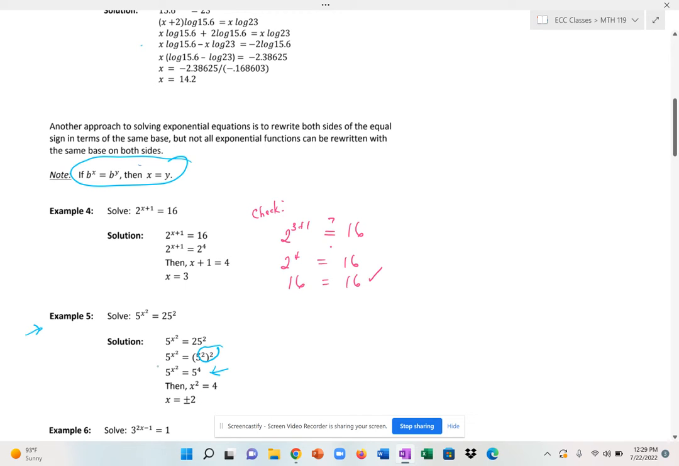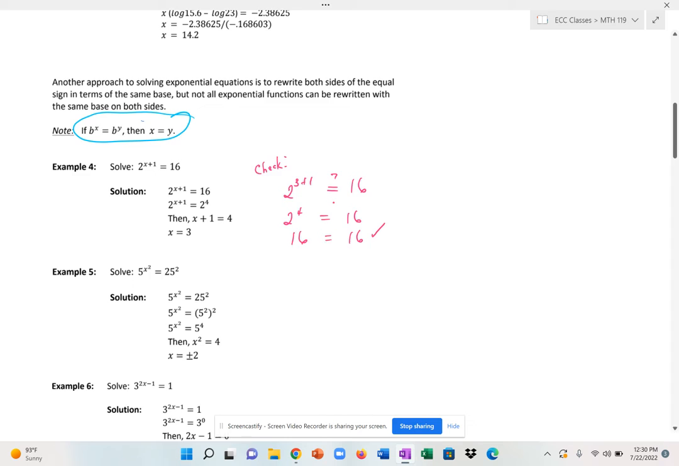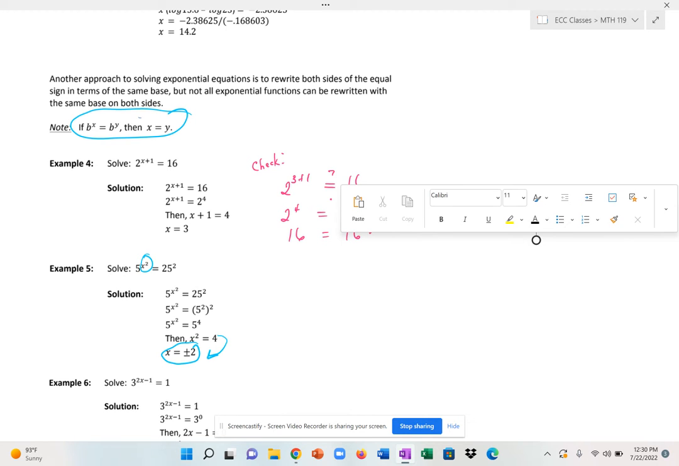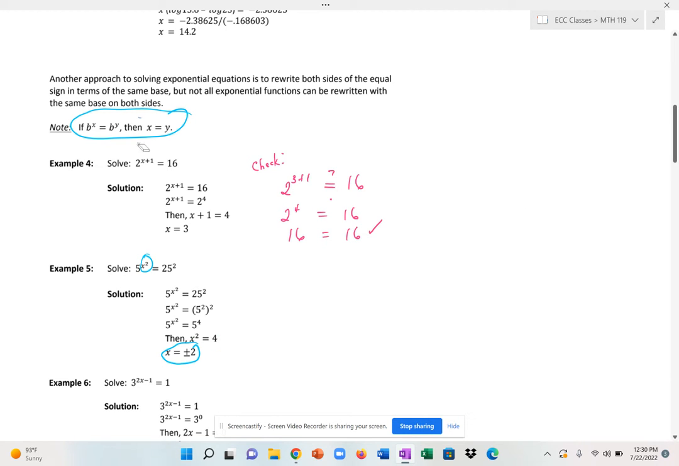At this point, you can ignore this base of 5. You can just ignore them and just solve what's left. That must mean that x squared equals 4. And if you take the square root of both sides of this equation, you get two answers, positive 2 and negative 2. And if you were to plug either one into this, the left side would equal the right side. So in this case, you end up with two solutions.